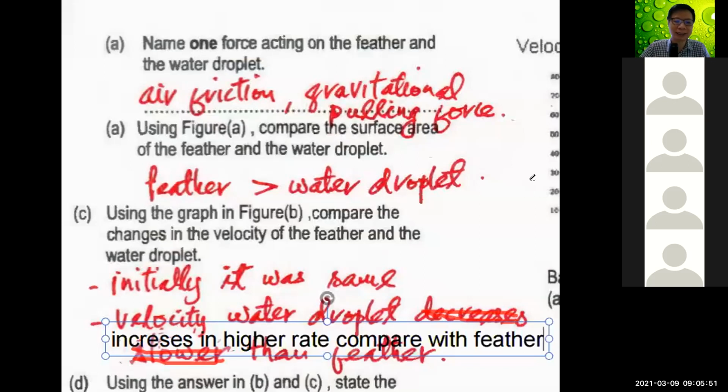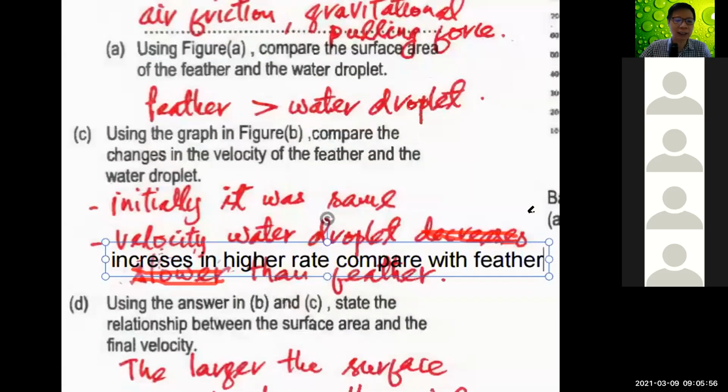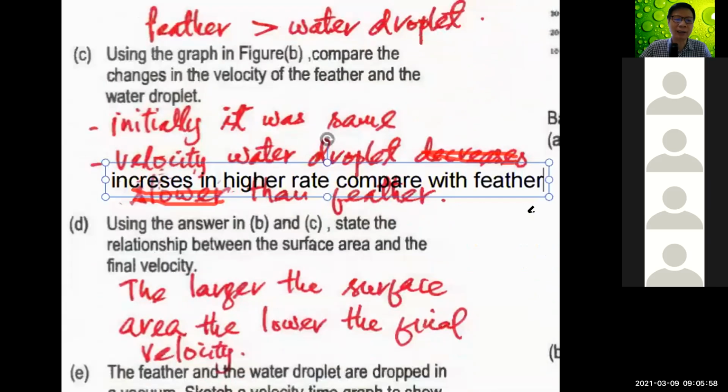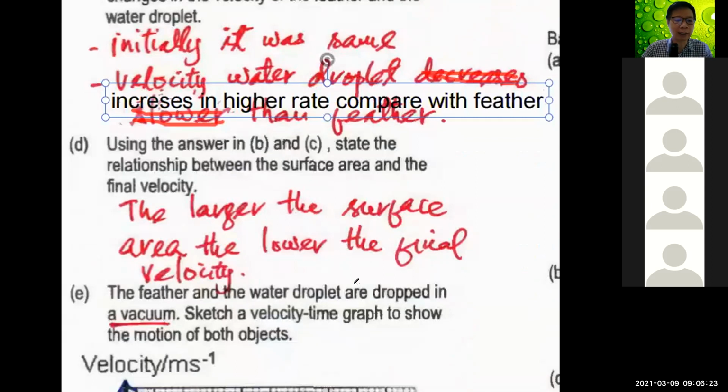Okay, D. Using the answer, state the relationship. Okay, this one is common sense. Relationship between the surface area and final velocity. The larger the surface area, the lower the final velocity. Correct? You can see the feather has a bigger surface area, then the final velocity of the feather is lower. So we say the larger the surface area, the lower the final velocity. Okay, this one is done. Nothing much to explain. You can understand.